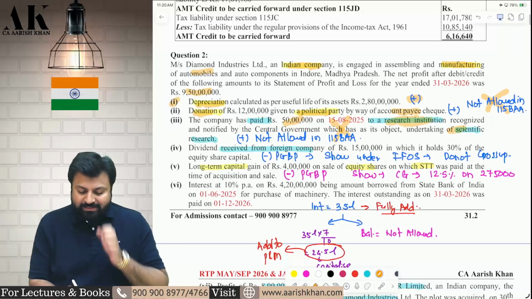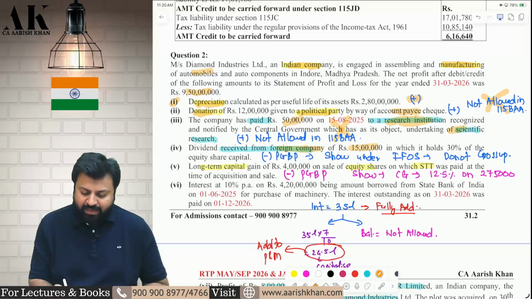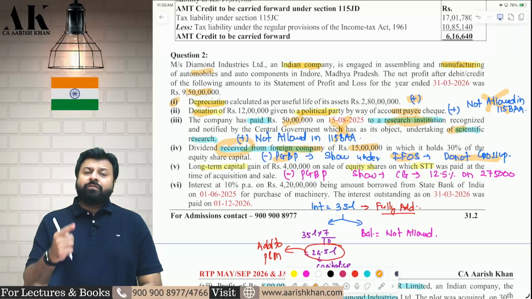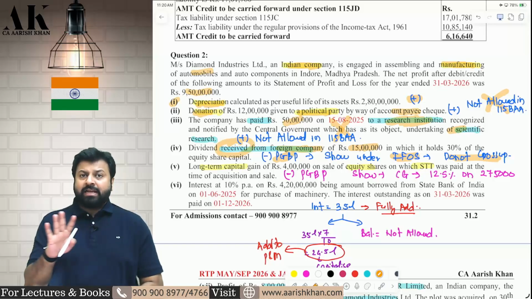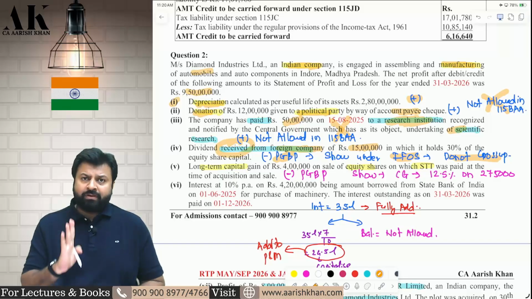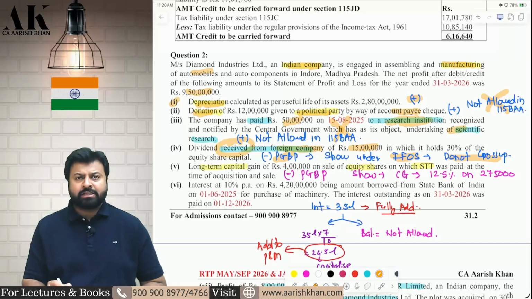Next one, you are receiving dividend from a foreign company of 15 lakh rupees. So what should I do? Reduce from here and show under income from other sources. Do not gross up, even the word received is written. Whenever dividend is received from a foreign company, ICAI never grosses up. Always remember. What about dividend received from a domestic company? That we will see later whenever such an adjustment comes.